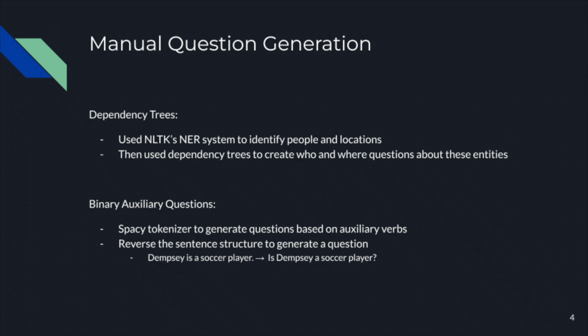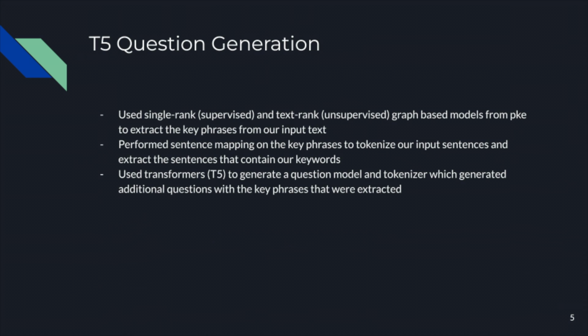who and where questions. We also used spaCy's tokenizer to find auxiliary verbs and flip the sentence to generate binary questions. For example, "Dempsey is a soccer player" goes to "Is Dempsey a soccer player?" Another method for generating questions was using the T5 transformer, specifically the T5 question generator and T5 tokenizer.